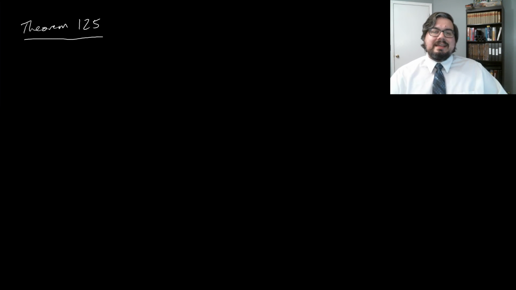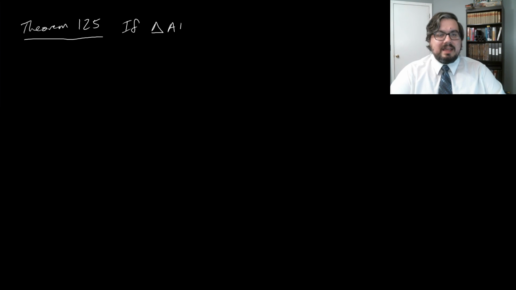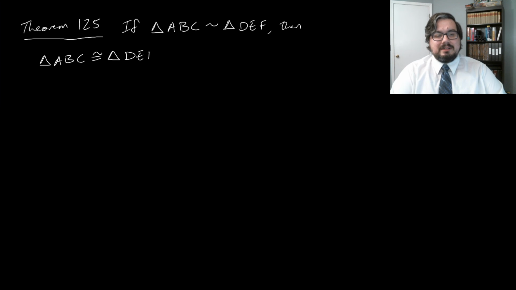But first, let's look at a surprising result. In hyperbolic geometry, there is no similarity theory for triangles. To be more precise, what Theorem 125 tells us is in hyperbolic geometry, if triangle ABC is similar to triangle DEF, then triangle ABC is in fact isomorphic to triangle DEF. In hyperbolic geometry, it's impossible for two triangles to be similar without being congruent.